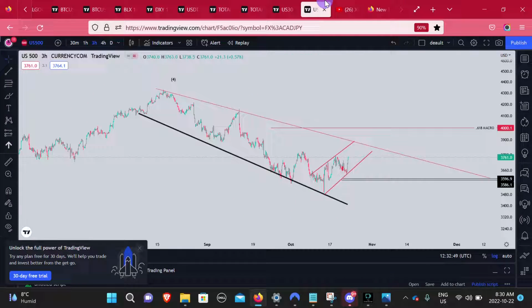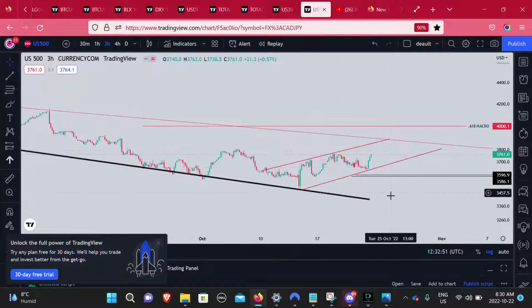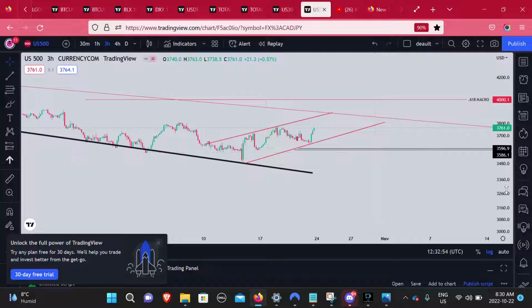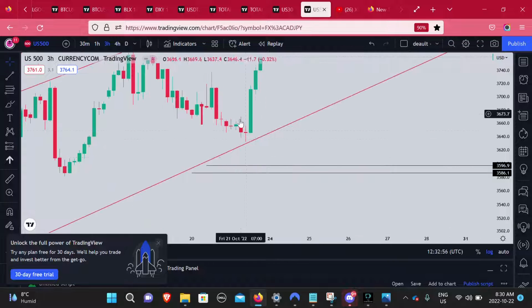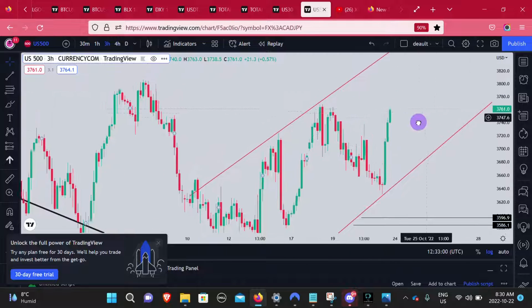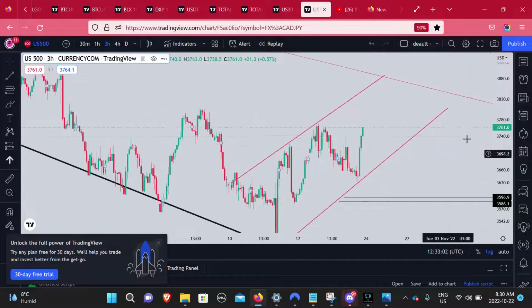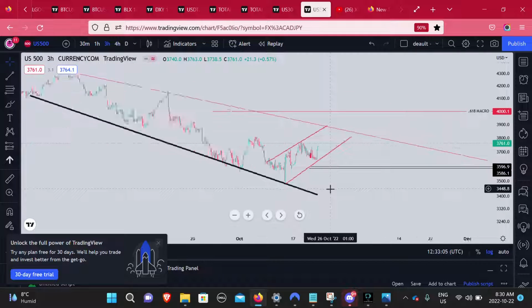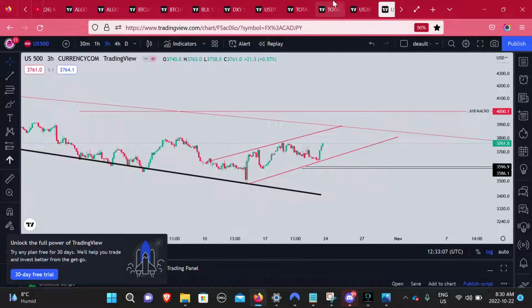Let's take a look at the US 500. So same thing, still within this channel, looking bullish. A lot of people were placing their shorts here. I said, guys, watch out. We could have a short squeeze to the upside because we're still within this channel. But yeah, stock market is looking good for now.